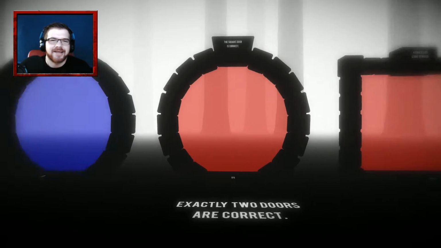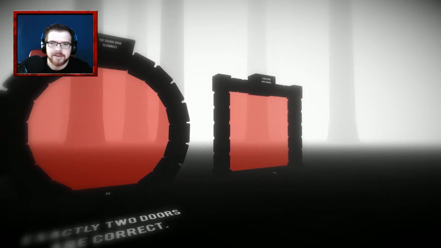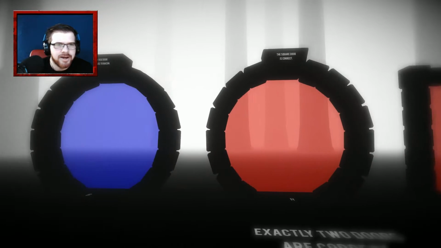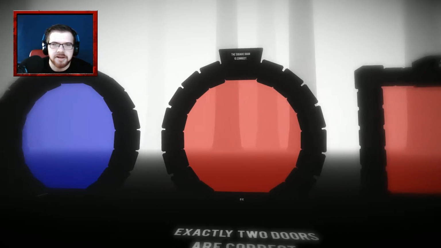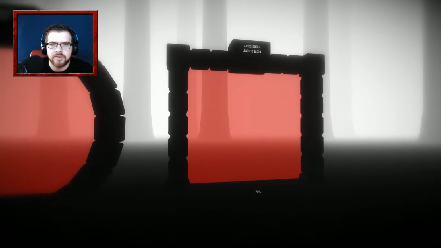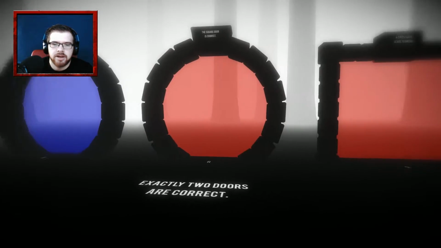Exactly 2 doors are correct. Oh my god, we've got circle doors now as well. What shape were they before? I don't even remember. A red door leads to bacon. The square door is correct, or a circle door leads to bacon.